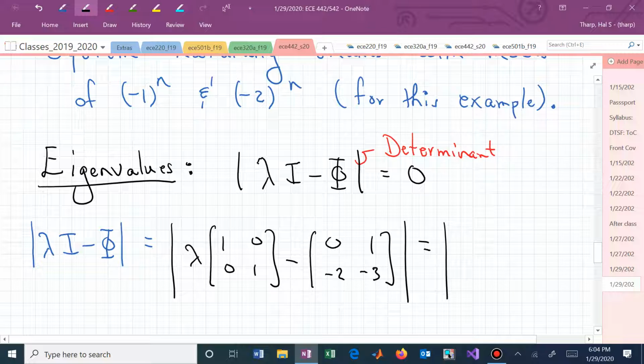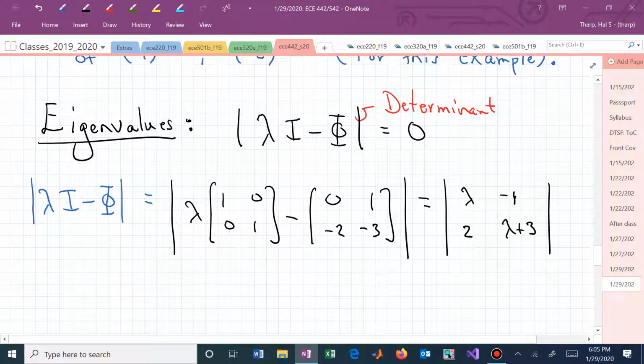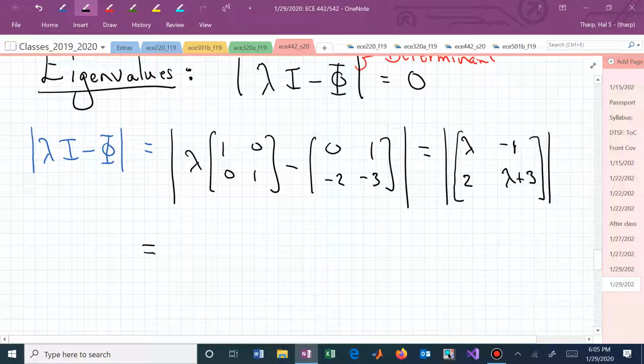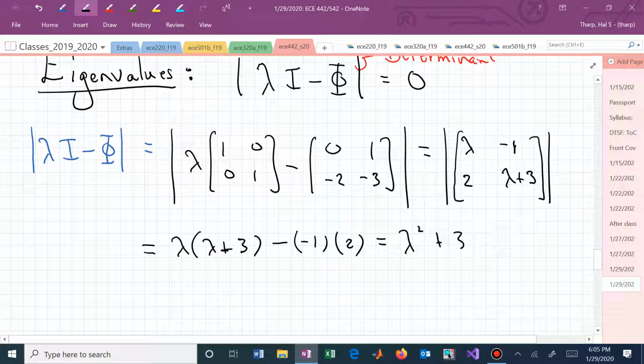or that now if you put everything together, lambdas are on the diagonal, and we're subtracting the phi matrix from that. We now have a 2 by 2 matrix. Lambda minus 1 in the top row, 2 lambda plus 3 in the bottom row. We can now find the determinant of that 2 by 2. That's the product of the diagonal elements minus the product of the off diagonal. And this is our characteristic polynomial.